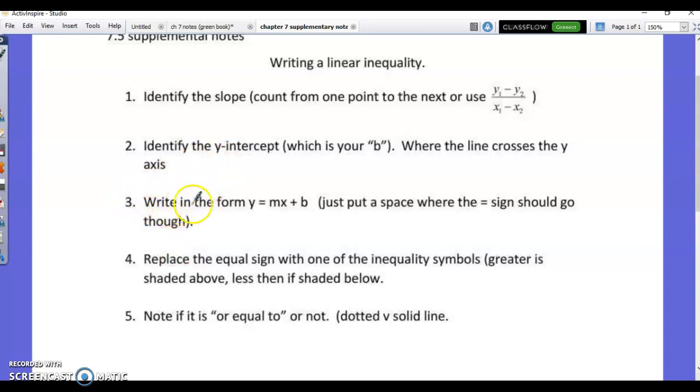I put step 3 here as basically writing the form y equals mx plus b. So just put a space where the equal sign should go so that we can fill in our inequality symbol based on what the graph says. So then we replace our equal sign with the inequality symbols, and then we note whether it's equal to or not based on whether it's a solid or a dotted line. I guess I should close off that parenthesis.